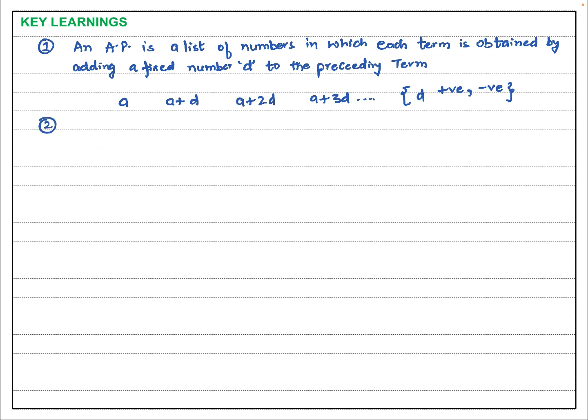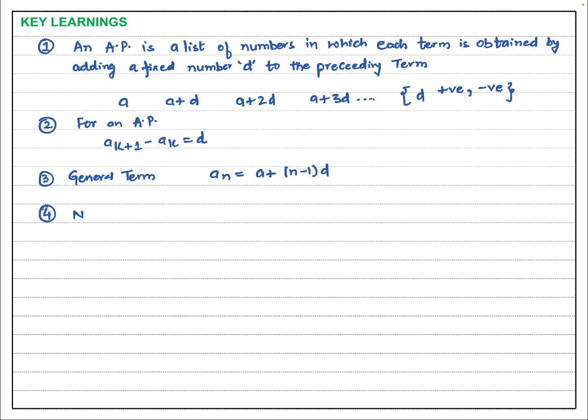The second concept we learned here is that for an AP, A of k plus 1 minus A of k is equal to d. For any value of k, if you find the difference between two consecutive terms, you should get a fixed number, which is nothing but the common difference. Then the third concept we learned is about the general term. We said that an is equal to a plus n minus 1 into d. That is how we found the general term.